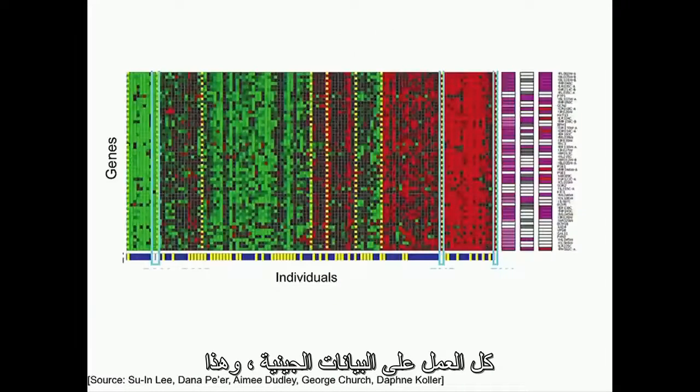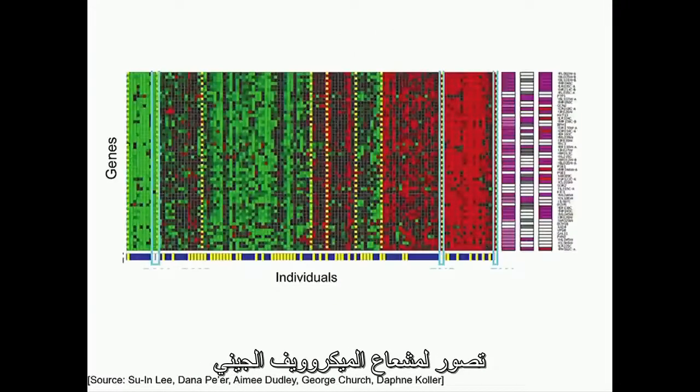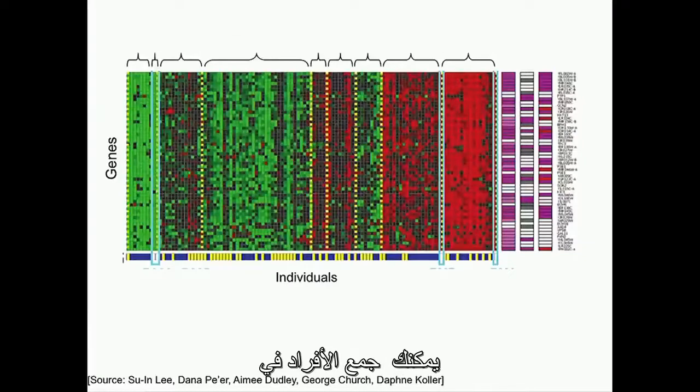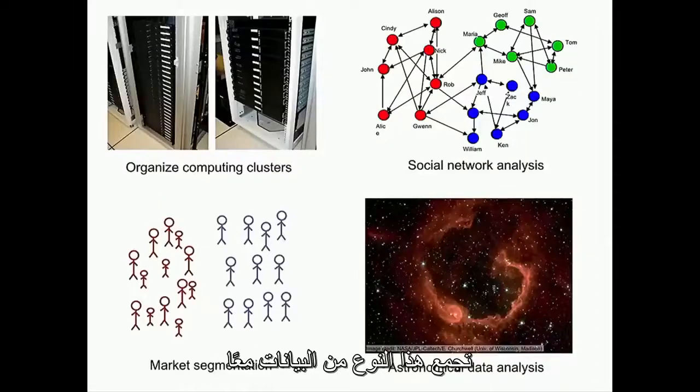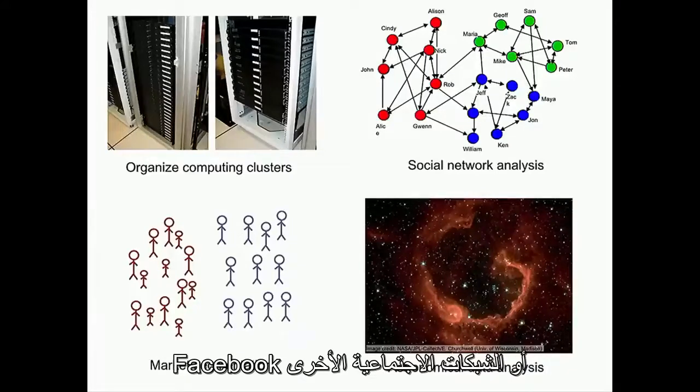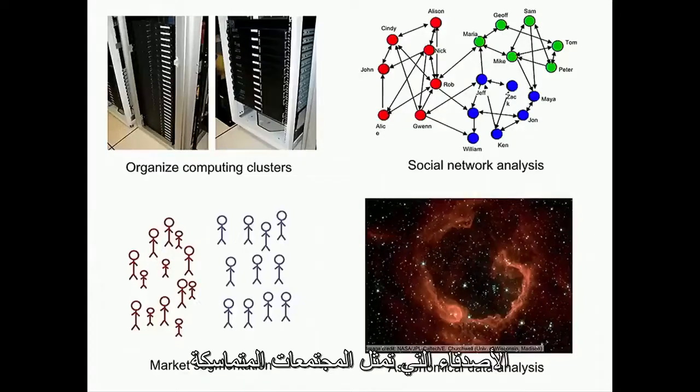A lot of work on genetic data. This is a visualization of genetic microarray data, where given data like this, you can group individuals into different types of individuals with different characteristics. Or clustering algorithms, grouping this type of data together, is used to organize computing clusters, figure out what machines' workloads are more related to each other and organize computing clusters appropriately. To take a social network like LinkedIn or Facebook or other social networks and figure out which are the groups of friends or which are the cohesive communities within a social network.